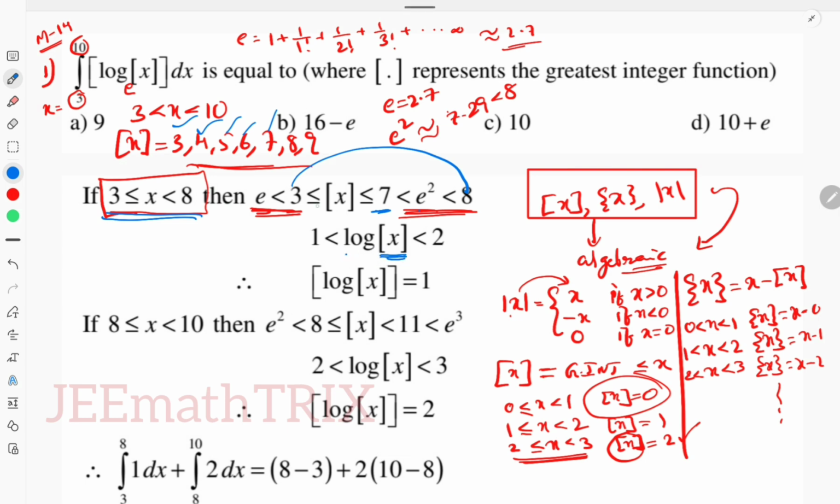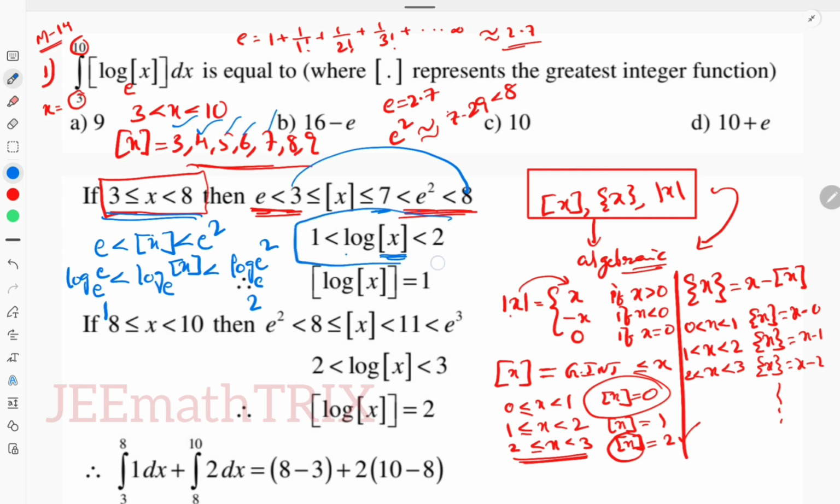If the integral part of x is between 3 and 7, then the log values are between e and e square, so e is less than the integral part of x, which is less than e square. Now if we apply log on both sides, because the base is e, the inequality will not change. So log of e to the base e is less than log of the integral part of x to the base e, which is less than log of e square. So this will be 1, this will be 2. So it lies between 1 and 2. So log of the integral part of x lies between 1 and 2.